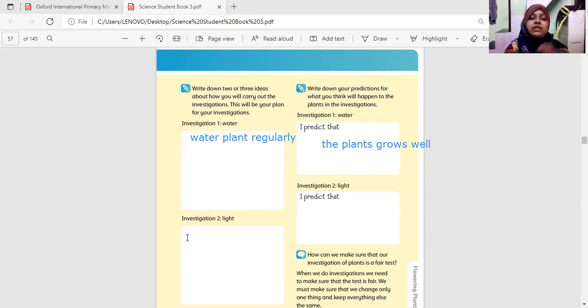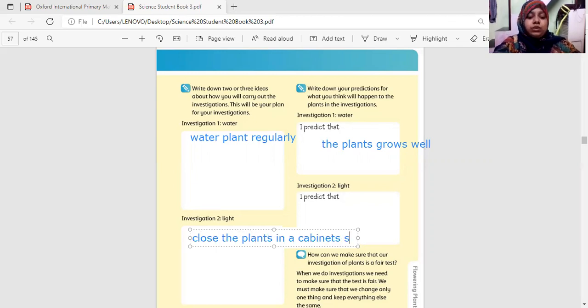And then the second investigation is about light. We try to experiment with something different. What we'll do is close the plant in a dark cabinet where the sunlight will not be able to reach. What will happen? Let me quickly write the investigation: close the plant in a cabinet so that the sunlight does not reach.